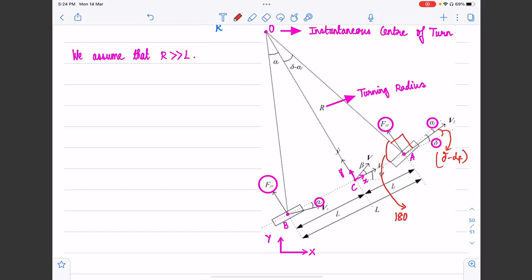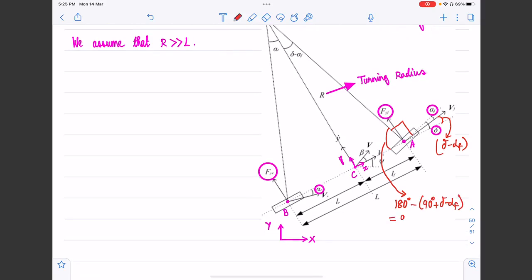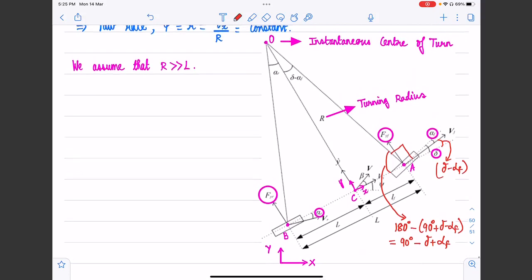It's going to be 180 degrees, using the fact that for a straight line, the sum of the angles made by the constituents is 180 degrees. So I will get 180 degrees minus 90 degrees, which is this angle, minus delta minus alpha, sorry, plus delta minus alpha. So this is turning out to be 90 minus delta plus alpha. This is angle OAC. I hope it is clear how we got this.